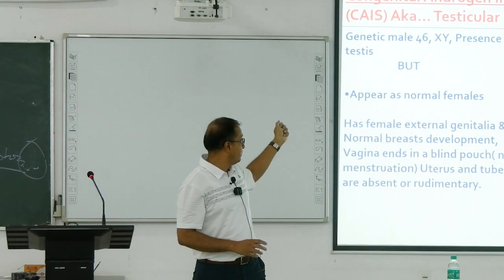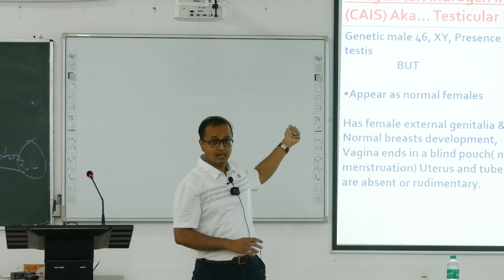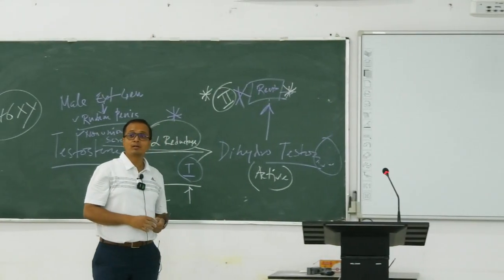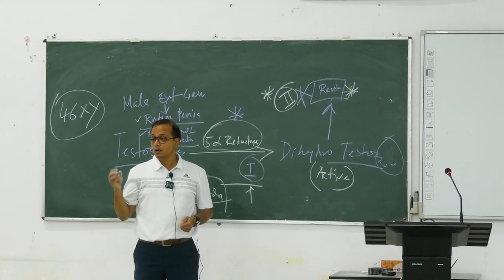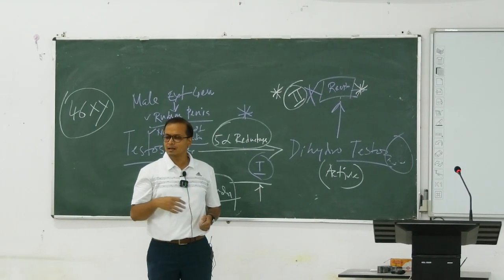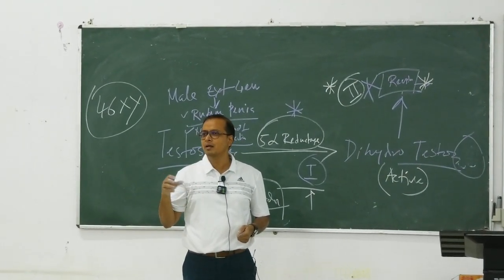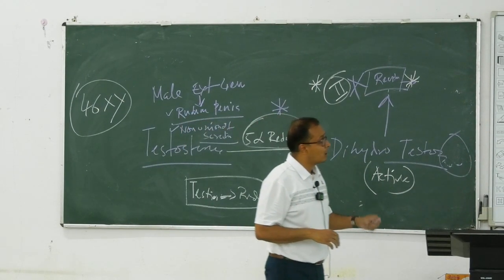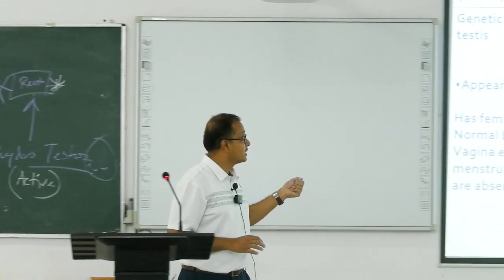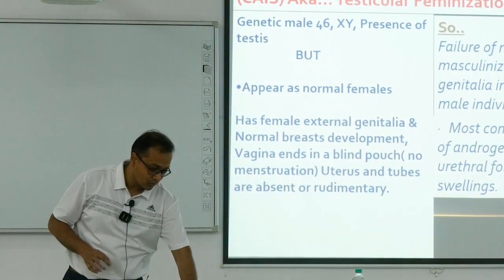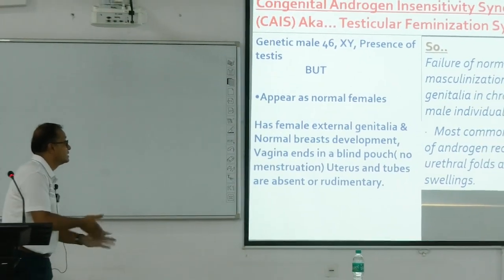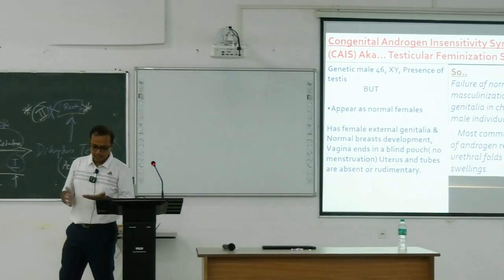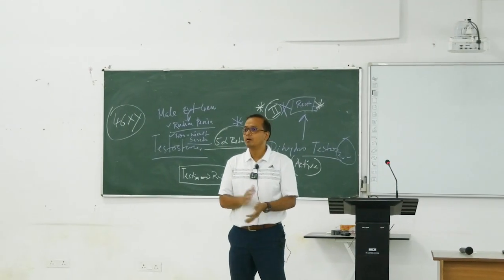But karyotypically, it is a male subject, 46XY, and this person has testicles which are normally present. Normally these testicles are present around the inguinal canal or somewhere along the normal tract, where they are buried. So this individual suffers from congenital androgen insensitivity, also known as CAIS, previously known as testicular feminization syndrome.